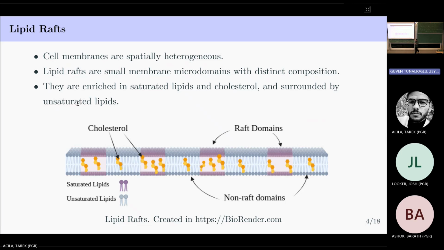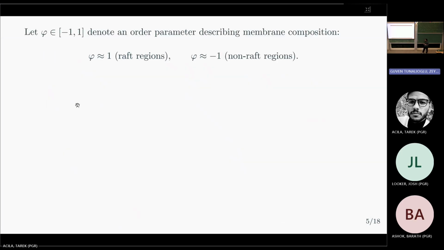So I need to create something that I need to track. In this case, I will introduce an order parameter. Because I have two phases, this phi would be basically like an indicator. If phi equals 1, I know I'm in a raft region. If phi equals -1, I know I'm in a non-raft region, okay?